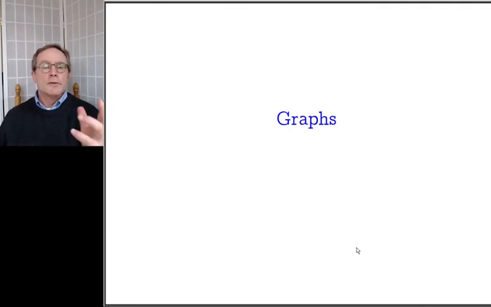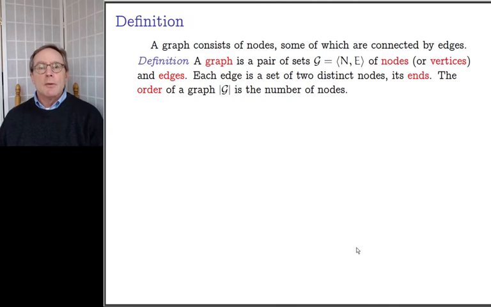Okay, so we've given a couple of examples of sort of the language of graphs. So now we're going to get down to some actual definitions. A graph consists of nodes, some of which are connected by edges. So a graph is a pair of sets, N, E. I usually use script G for graph just because. The things in N are called nodes or vertices, and the things in E are called edges.